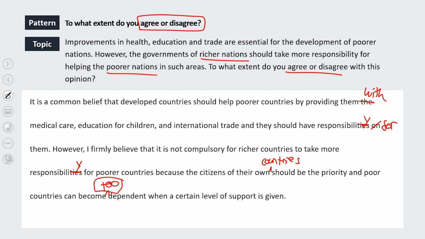Okay, and the other thing is that this answer needs to be paraphrasing more. In the question, we've got richer nations and poorer nations. What we've got here is developed countries, poorer countries, richer countries, poorer countries again, and poor countries again. So whoever wrote this essay isn't paraphrasing enough, and we've got the repetition of countries, countries, countries. In the question they have nations, but in this answer they're using countries too many times, so they should be paraphrasing countries more.